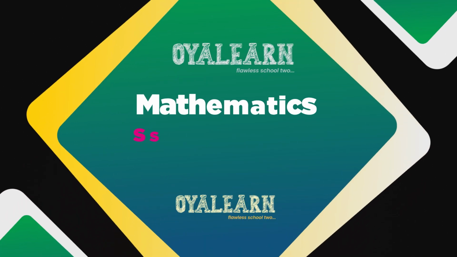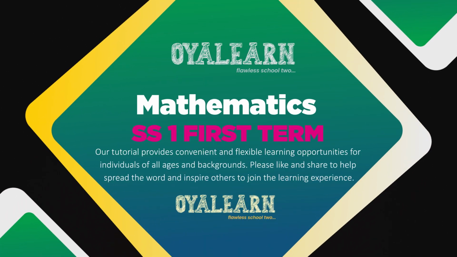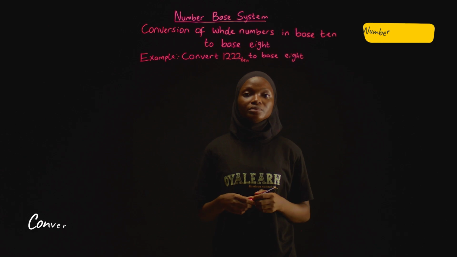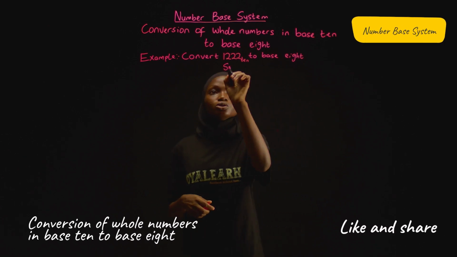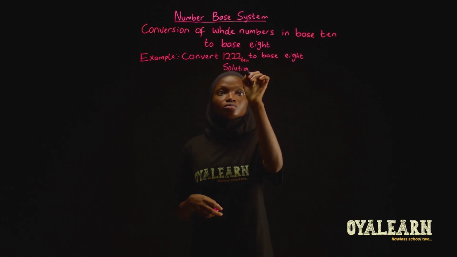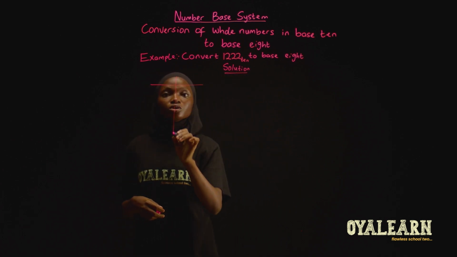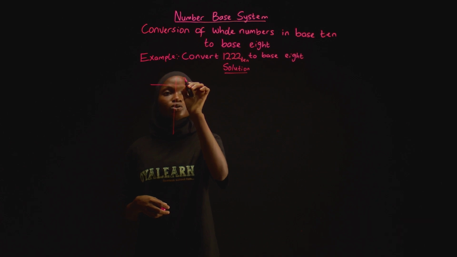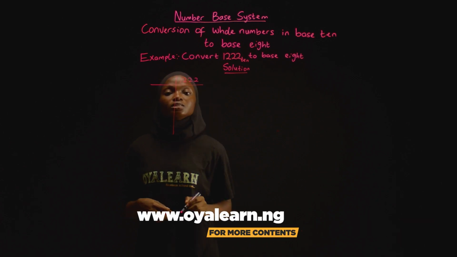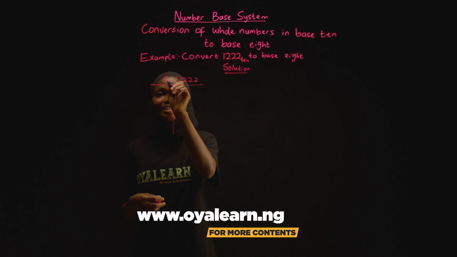Let's convert 1222 in base 10 to a number in base 8. Solution. We draw a table. We place our number 1222 at this side. Then the base we are converting it to, 8, at the other side.